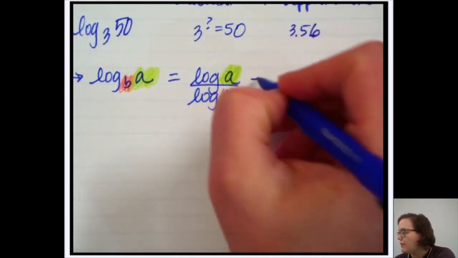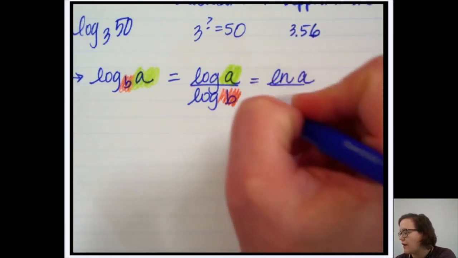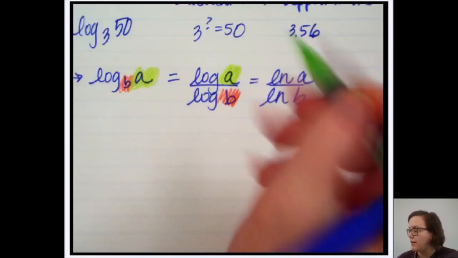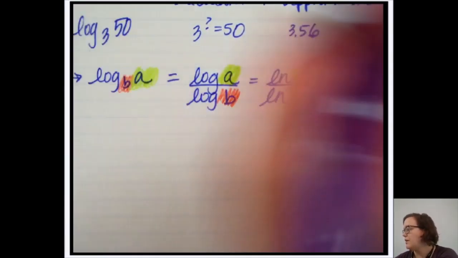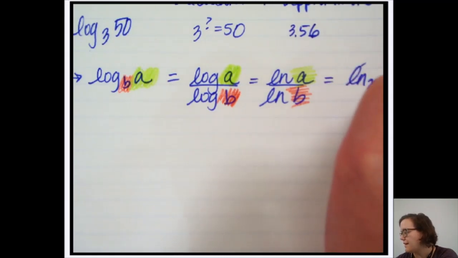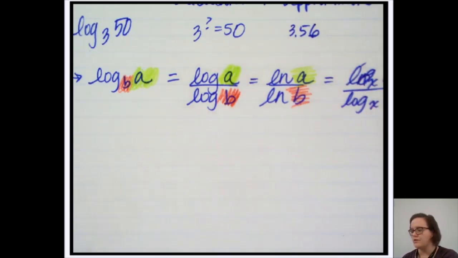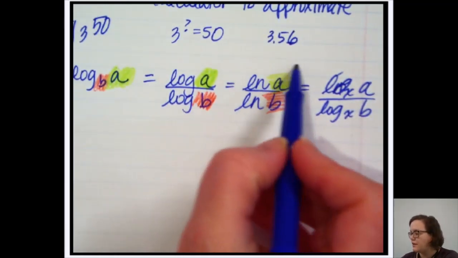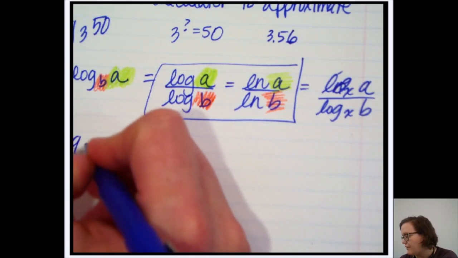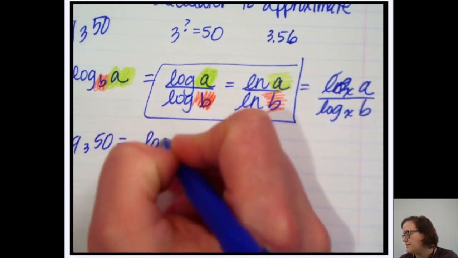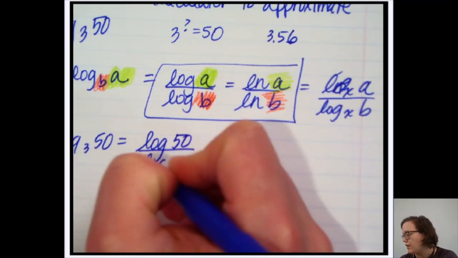But it also says we could take the natural log of A over the natural log of B as well. It does not matter what base we use, as long as we are consistent. We could take any base that we want and rewrite it as a ratio. Now which ones are we interested in? We're interested in these because they're on our calculator. So let's try that. Log base 3 of 50. Our formula says we can take the log of 50 over the log of 3.